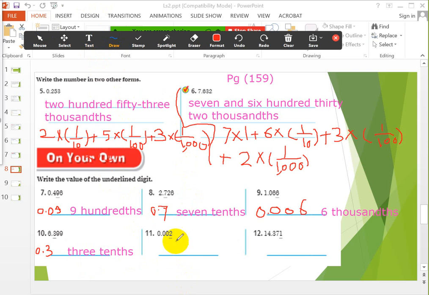What about the next number? The number right here is 0.002. The value will be the same number because look, you don't have any number in the other digits. Okay? So it will be 0.002. So the value of the number in the thousandths digit will also be 2 thousandths. 2 thousandths.